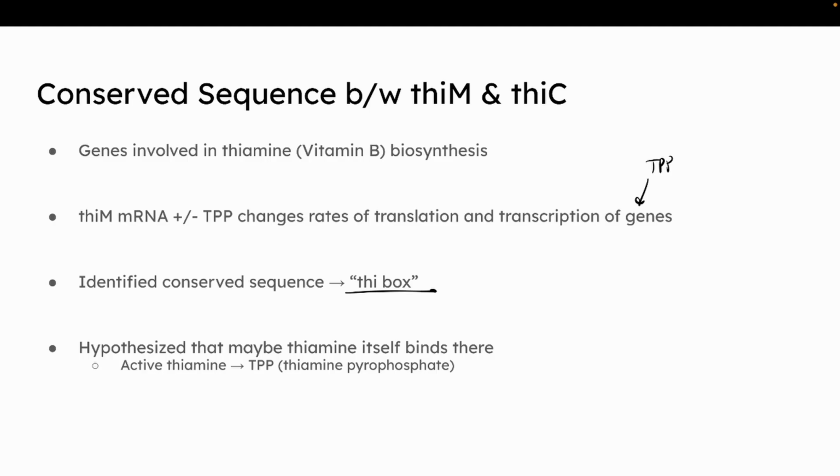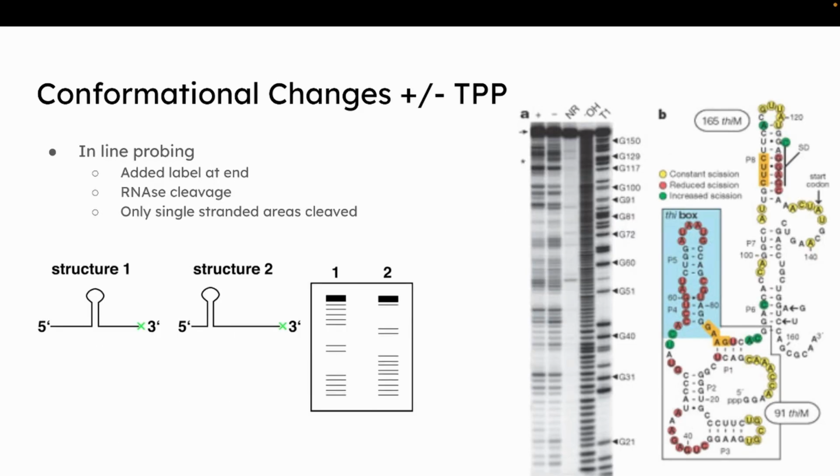So what they did was an inline probing experiment. Basically, look at the figure here. They add a label at one end, in this case the 3' end, and then they add RNA cleavage, right? And obviously, RNA will cleave at just one spot on average. They add just enough to where it only cleaves on one spot. So maybe it'll cleave here, right?